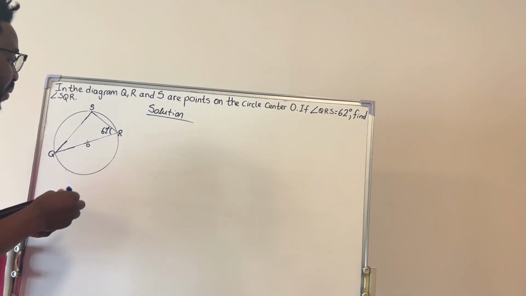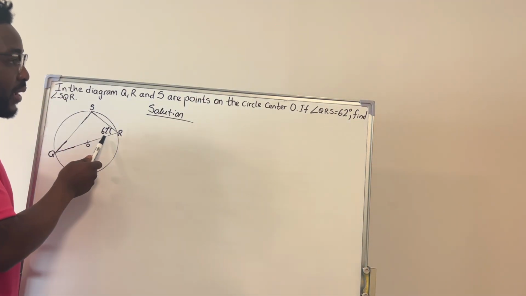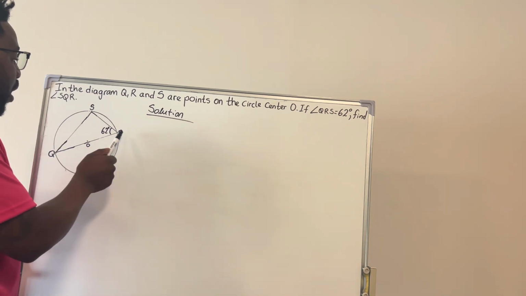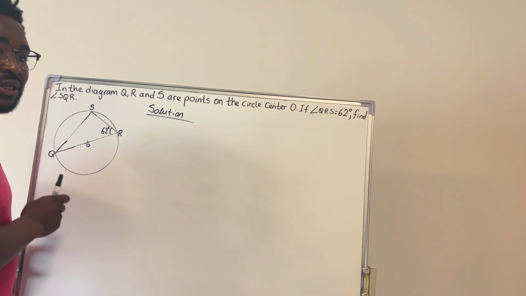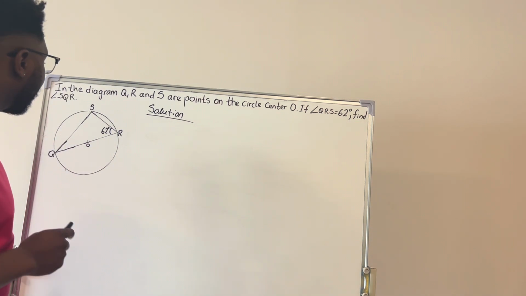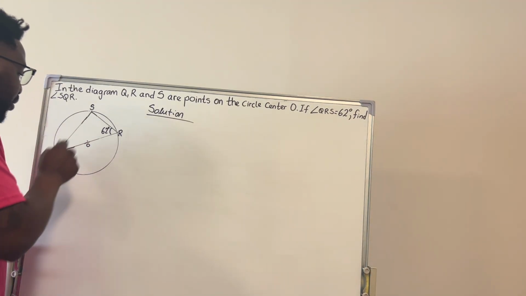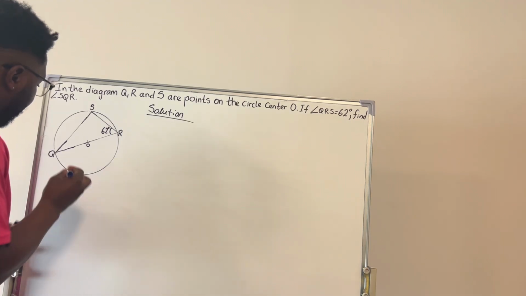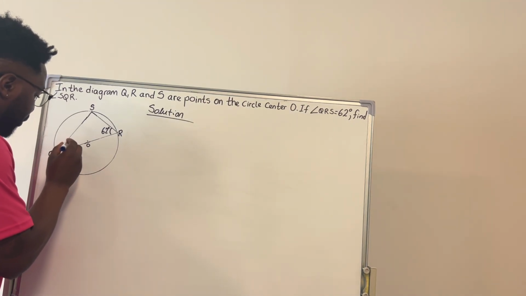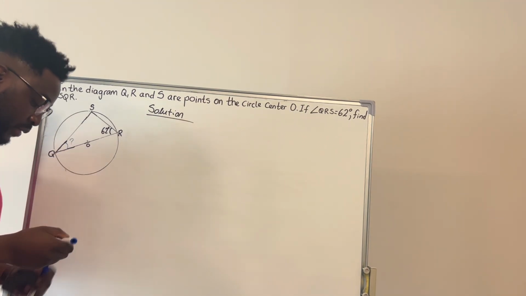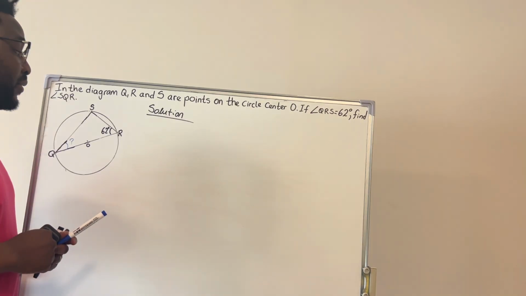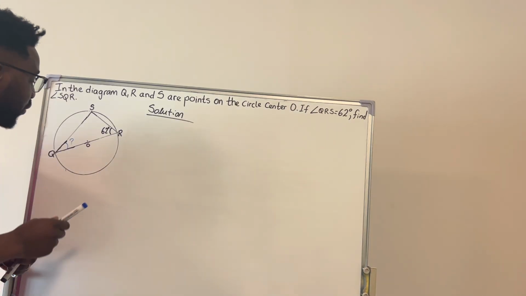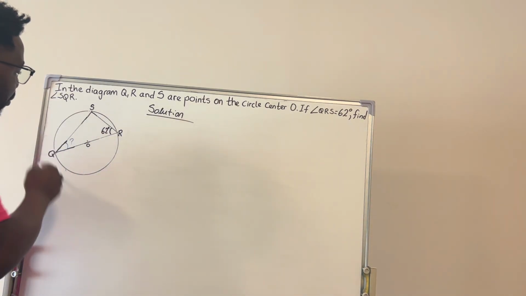So we have been given an angle over here, angle QRS, which is 62 degrees, and the question is asking us to find angle SQR, which is this angle right here. So this is the angle that the question is asking us to find. Okay, so now let's try to look at our question over here.